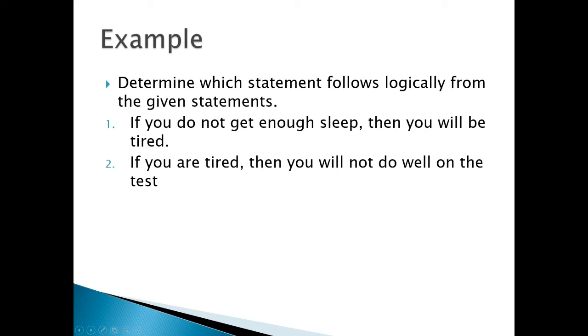Here's another example. Determine which statement follows logically from the given statements. So, if you do not get enough sleep, then you will be tired. If you are tired, then you will not do well on the test. So if we look at this and we examine our hypothesis and our conclusion of each statement, we can see that the conclusion of the first statement, then you will be tired, is the hypothesis of the second statement, if you are tired. So those cancel out, and we are left with, if you do not get enough sleep, then you will not do well on the test.